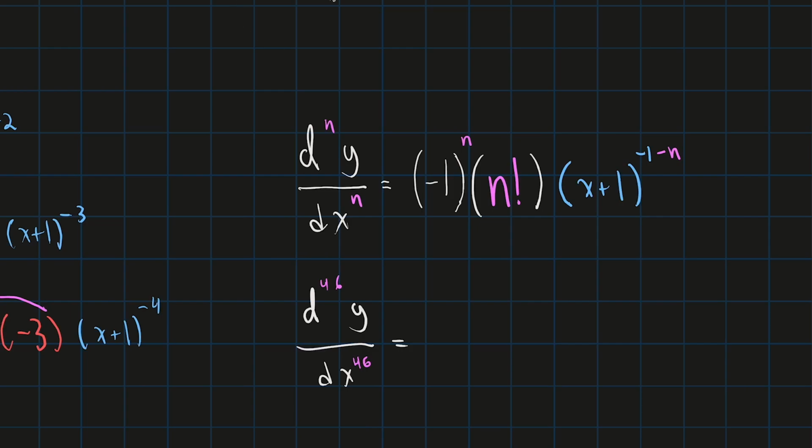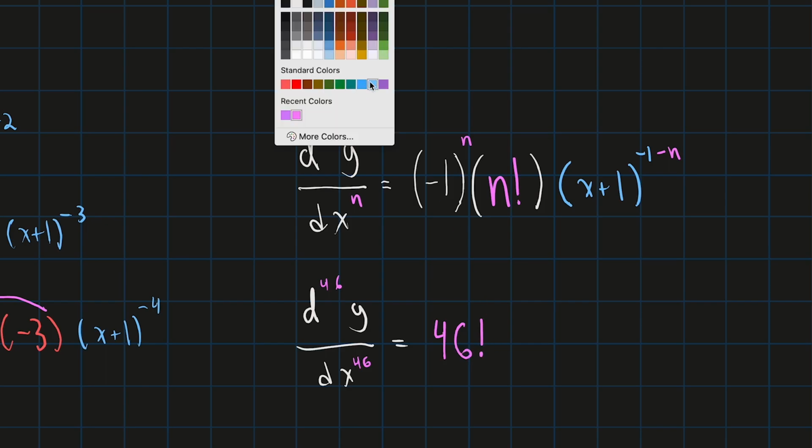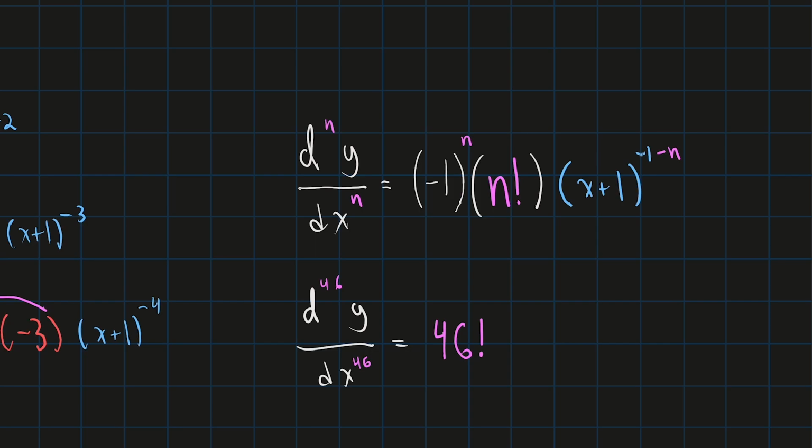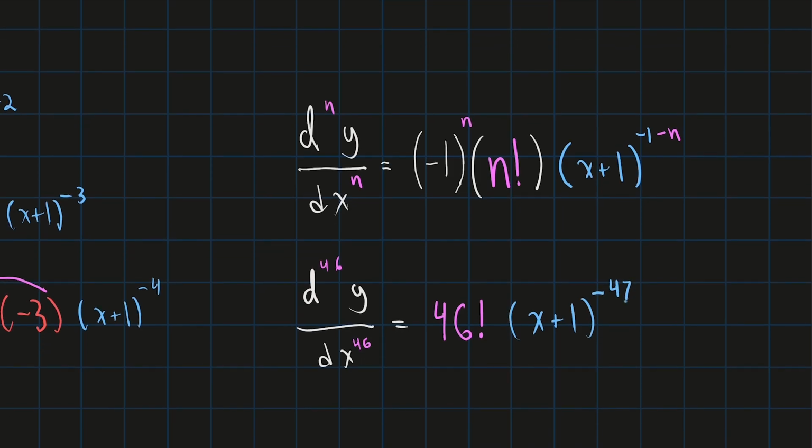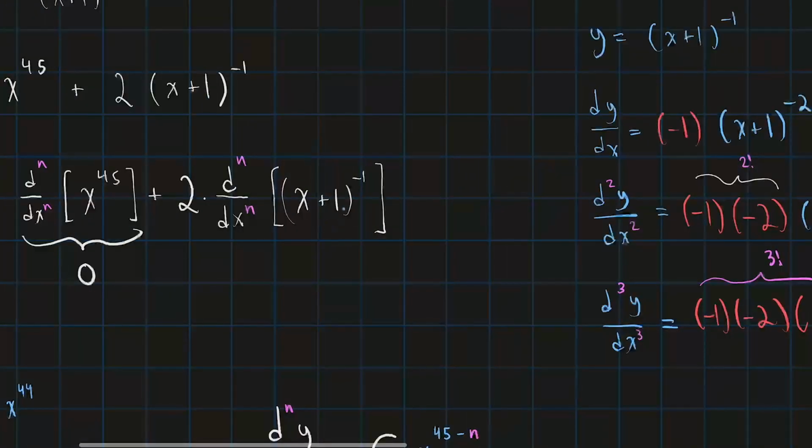But we do have to write 46 factorial. 46 is our n, so we're going to write 46 factorial. And then what's our exponent? Well, our exponent is going to be negative 1 minus 46, which is negative 47. So our exponent is negative 47. And that's it. That's our 46th derivative of, can't forget, of this term. So we found the 46th derivative of this term, and let's write down what that is.